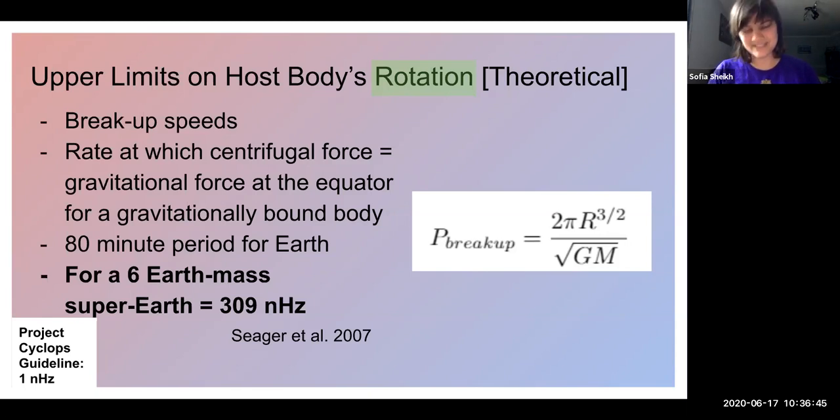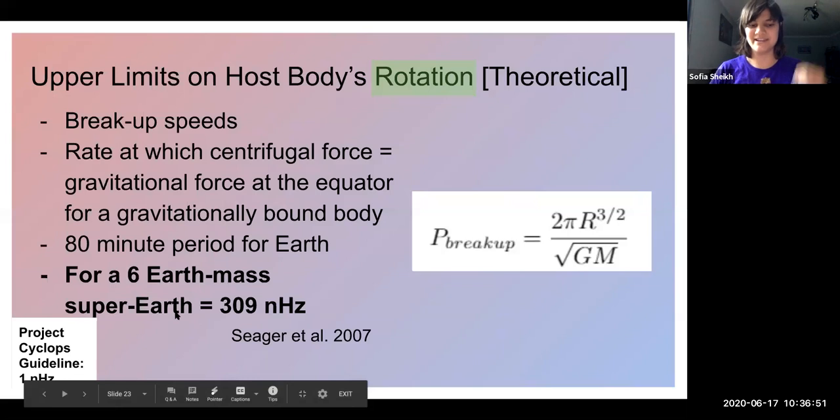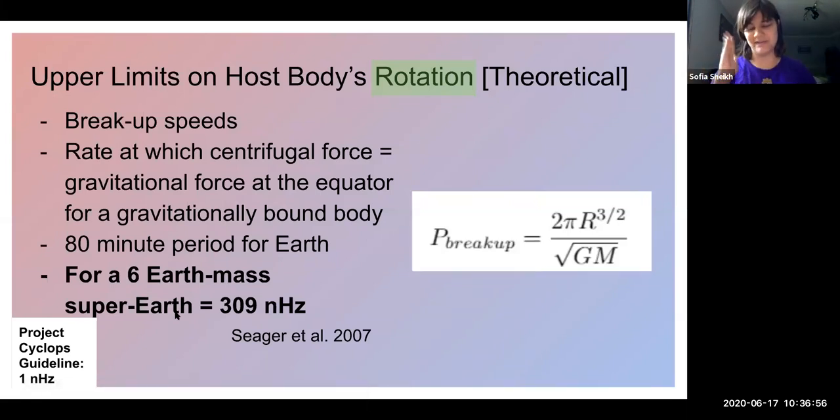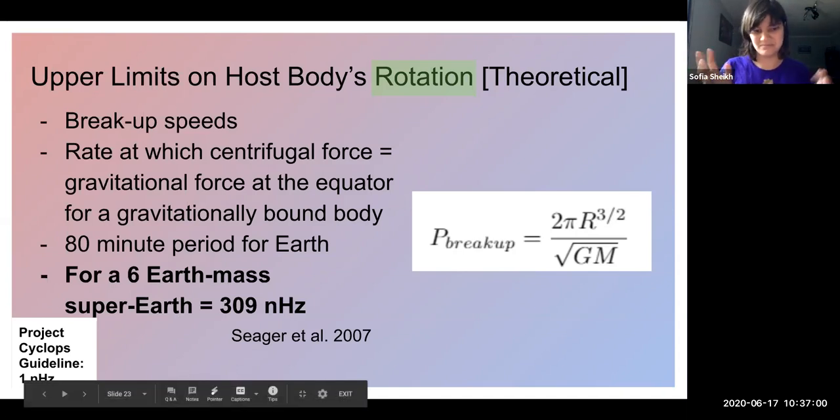But the idea of the project is to try and just set hard upper limits. So with this breakup period, we can say, well, from rotation, we don't expect any terrestrial planet to be able to surpass about 309 nanohertz. So that's an upper limit, but I'm not going to stop there.